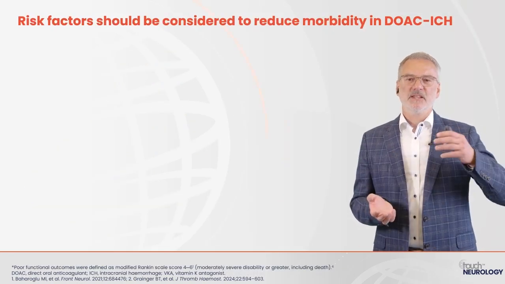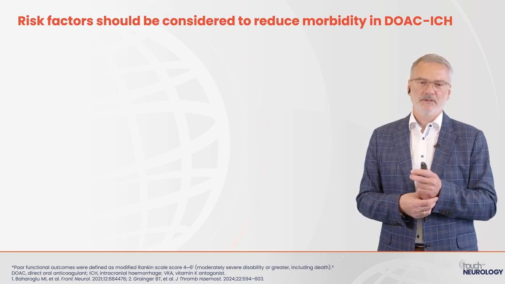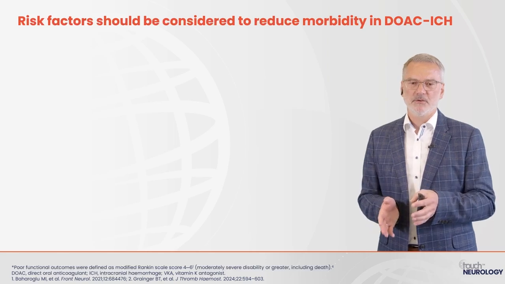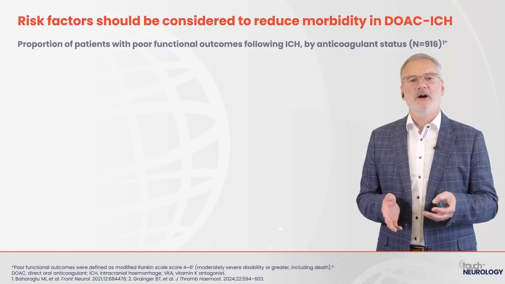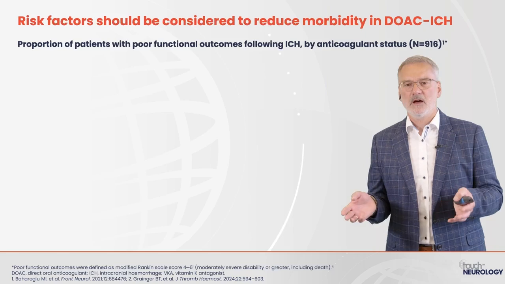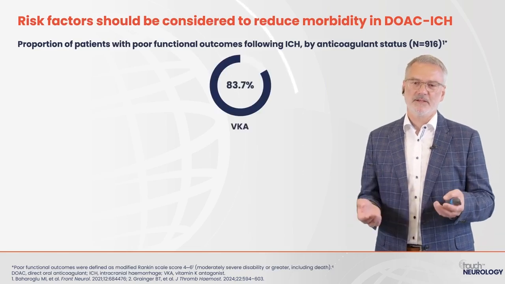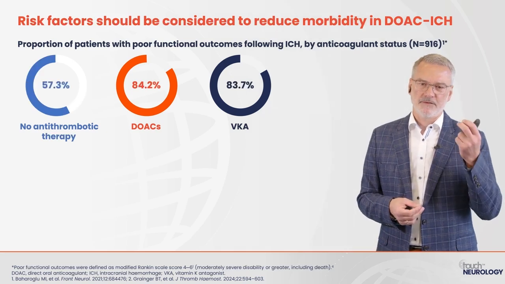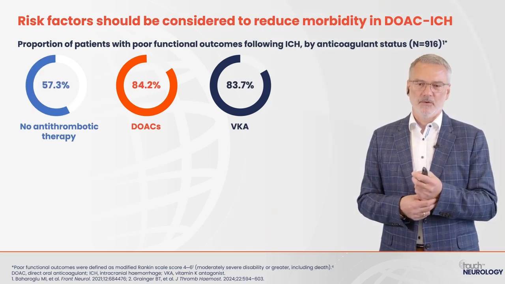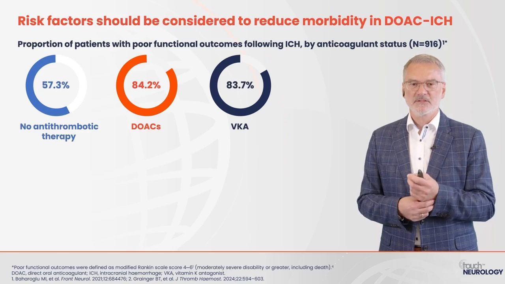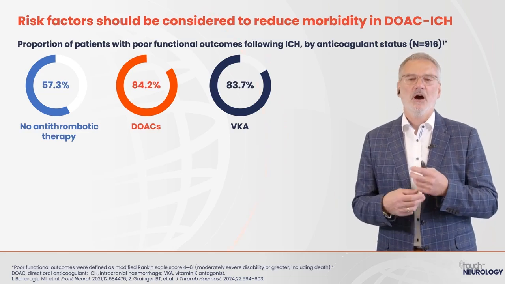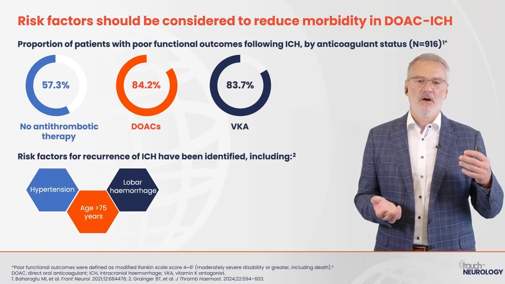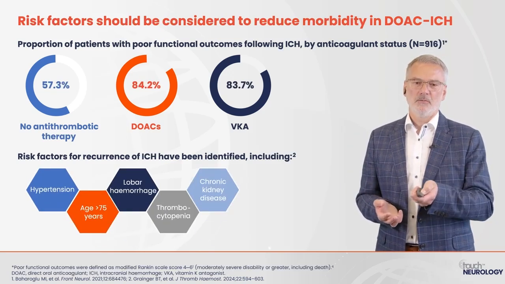But even in patients that survived an anticoagulation-related intracranial hemorrhage, we have to understand that the majority of those patients will be faced with poor functional outcomes. And the rates are up to 80% for DOAC and vitamin K antagonist bleeding survivors that they have brain damage that will remain chronic. Risk factors for recurrent ICH are also to be considered, and they include uncontrolled hypertension, older age, or lobar hemorrhage.